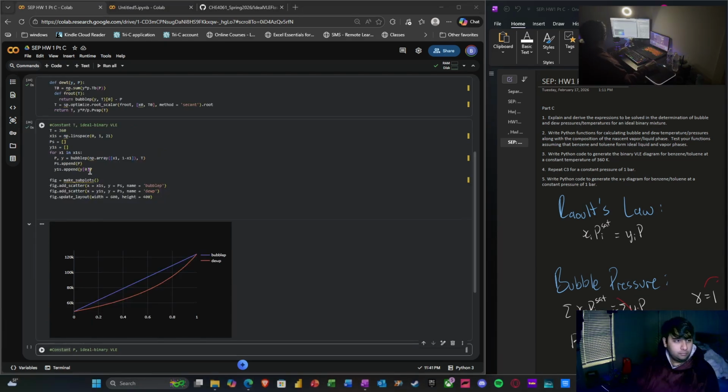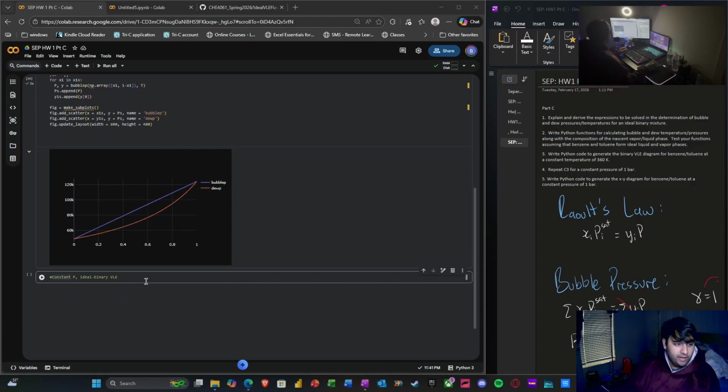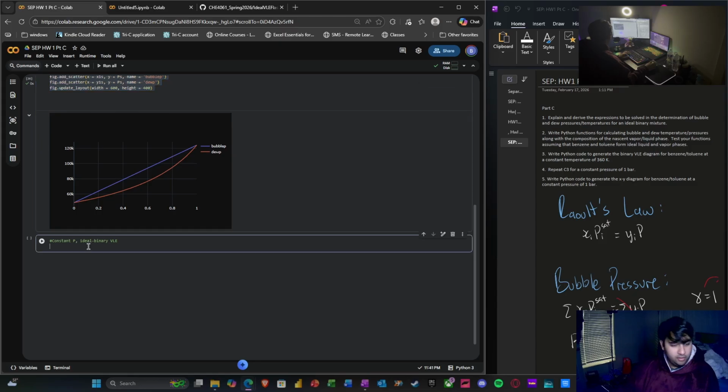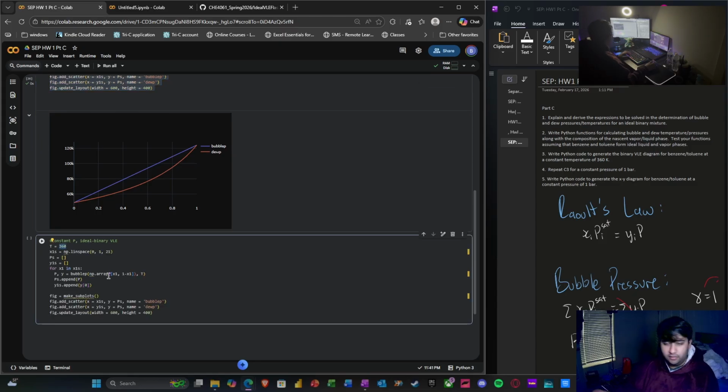Okay, so now that we have our constant temperature VLE, we should go ahead and find our constant pressure. And actually, it's going to be quite similar, so let's just go ahead and copy and paste. However, there's going to be a few things that we want to change. Since we are taking it in terms of bar, but the units need to be in pascals, we're going to make it 1 times 10 to the 5th, and then change up some of our variables.